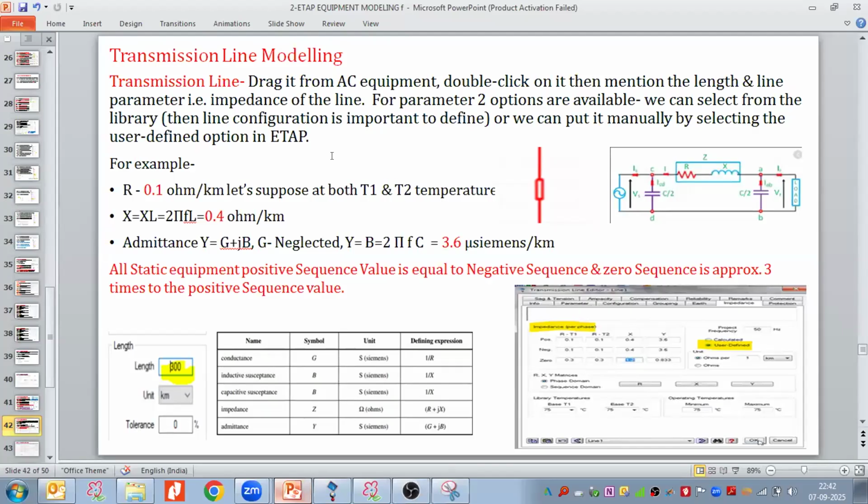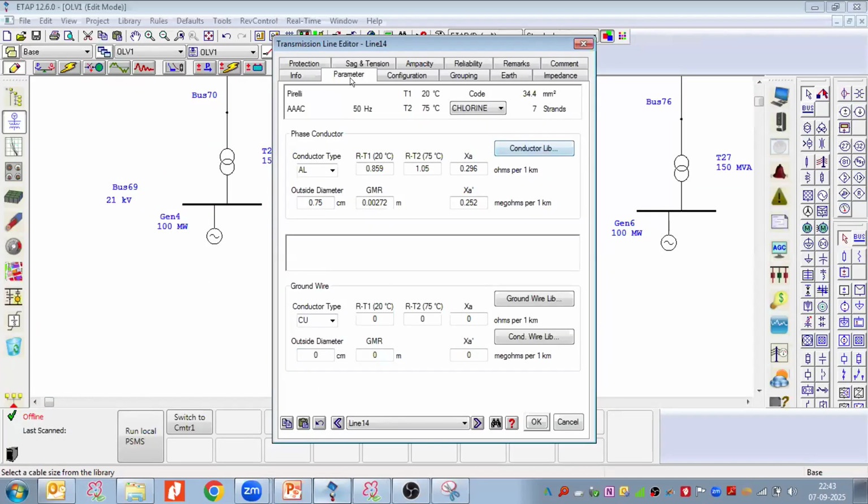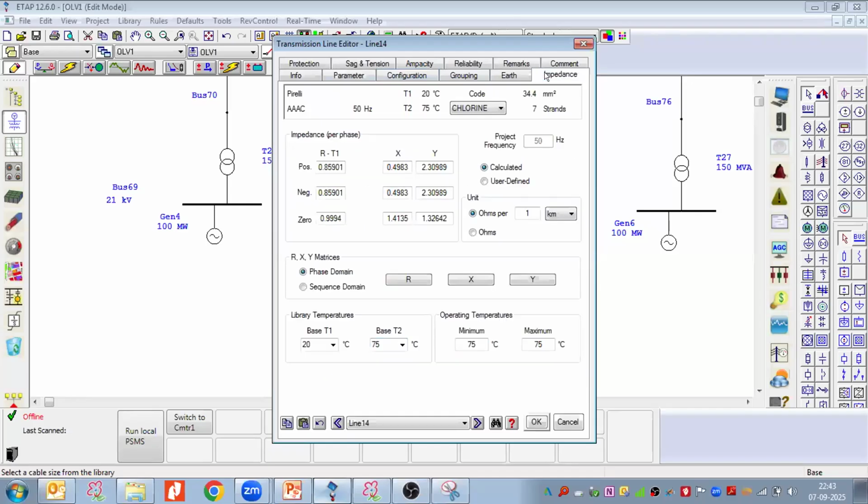The line configuration is important to define, or we can enter it manually by selecting the user defined option in ETAP. For whatever project information you have, go to the impedance, and here do not click on the calculator, click on user defined. Once you click on user defined, you have the choice to define and edit these values yourself. Then you can see RT2 also coming, which we need to mention, along with the X and Y values. So R, X and Y, these values we need to mention.